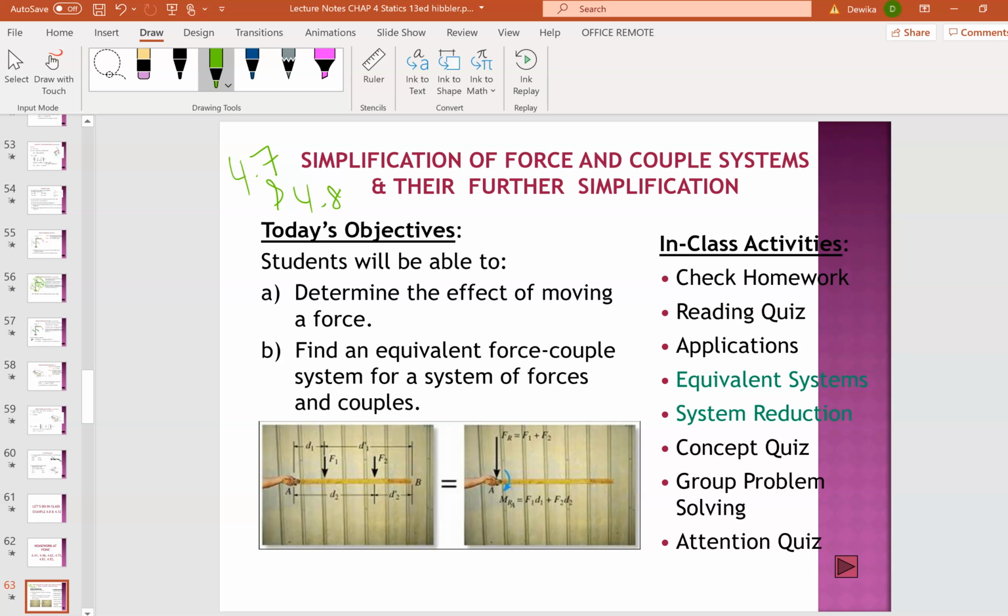So it's like you want to simplify the forces, complicated forces. Sometimes you can have more than one force. How are you going to simplify that? Or you can have a couple system, which is like so many couple systems. How are you going to simplify that?